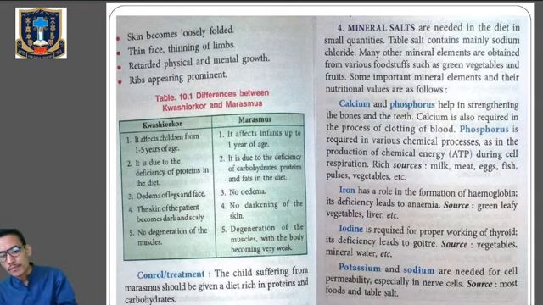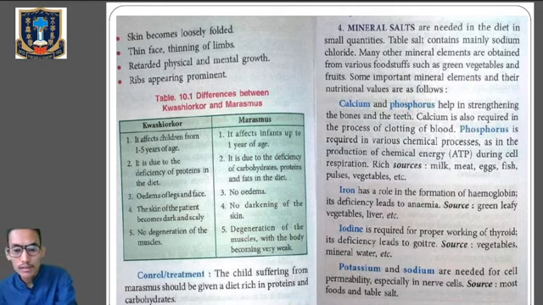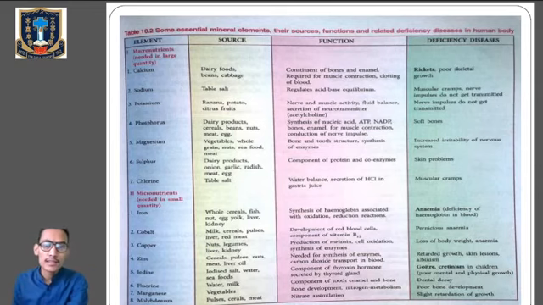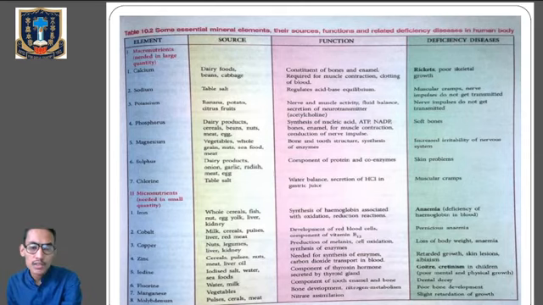Then potassium and sodium are needed for cell permeability, especially in the nerve cells, and the sources of potassium and sodium are food and table salt. So these are a few essential mineral elements, their sources, functions, and related deficiency diseases in the human body. This is in table number 10.2, page number 99. Elements here are of two types, macronutrients and micronutrients. Macro means needed in large quantity, and micronutrients means needed in small quantity.